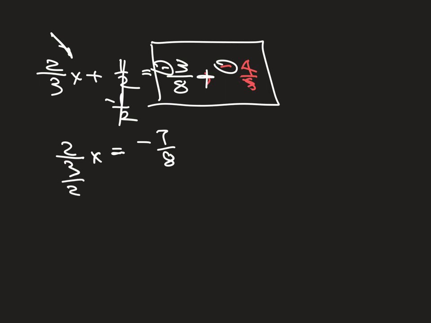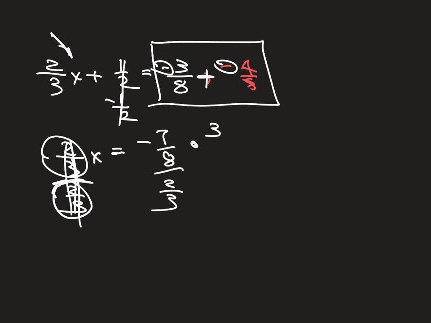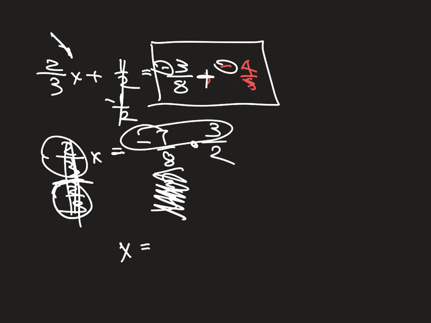So if we divide by 2/3 and divide by 2/3, these cancel because anything over itself is 1. And remember back in the olden days when you divided fractions, it was the same as multiplying by the reciprocal of the bottom number, the denominator. So that would actually be times the reciprocal instead of divided by 2/3. So x equals -7 times 3 over 8 times 2.